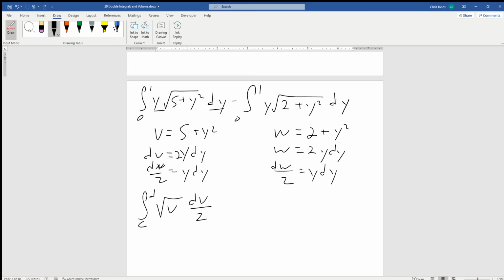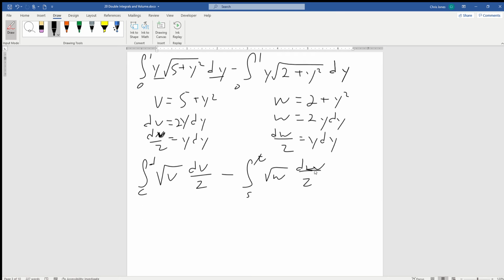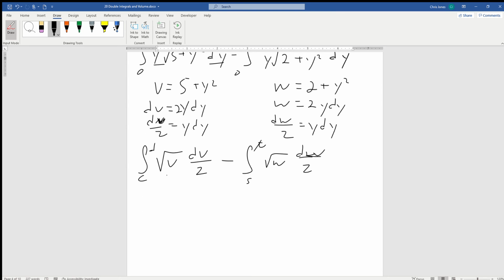And this should be a v right here. I think I might have accidentally put a u out of habit there. And then minus, let's just say from s to t of square root of w, dw over 2. Right? And we know that these are both going to be v to the 1/2 and w to the 1/2.